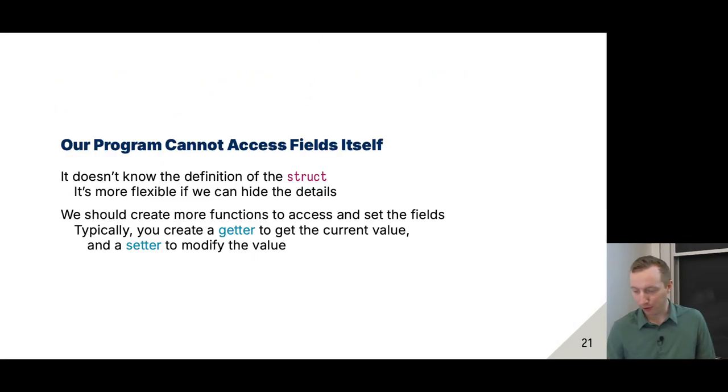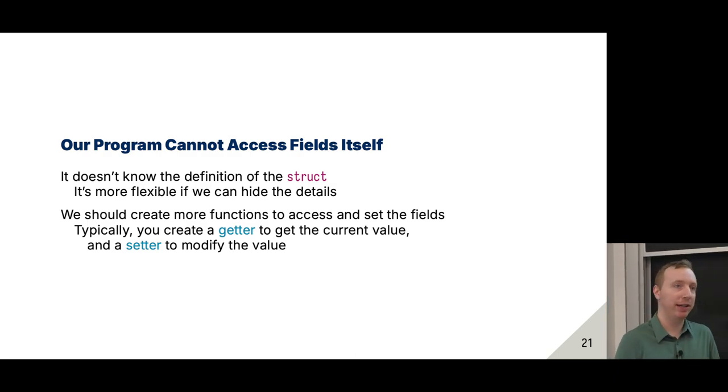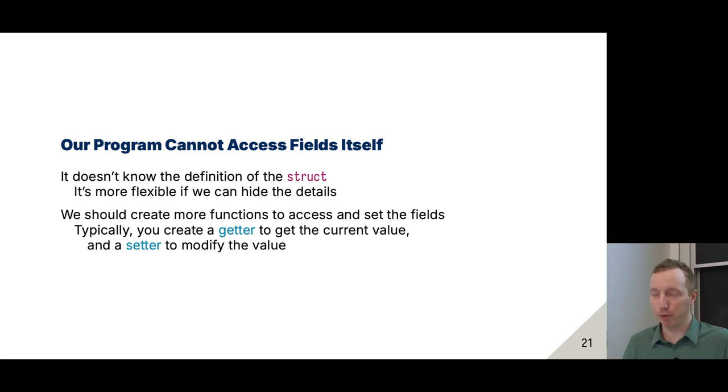All right, so that's what our main program would be. Now our main program can't access the fields itself, which is actually helpful because you know that the user cannot just change the fields of the struct. Anything that changes the fields of the struct is hopefully in your point.c file, so if something is wrong with it, you know exactly what file to go to, which really helps once you start developing larger and larger programs.